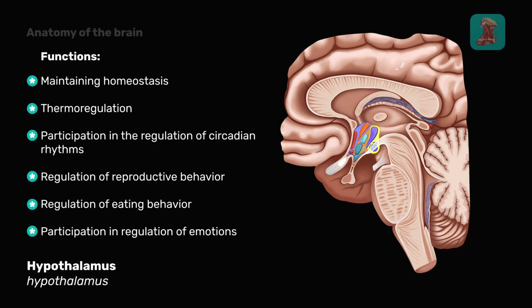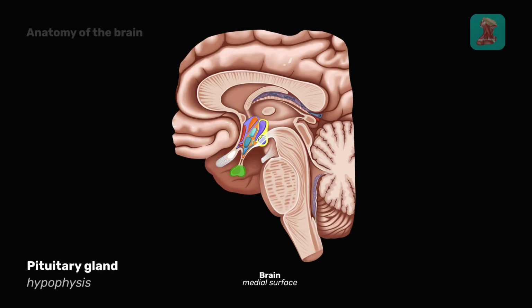The hypothalamus, like the thalamus, is essentially a collection of nuclei. It plays a role in maintaining homeostasis, meaning the constancy of the internal environment, thereby controlling such areas as water balance, thermoregulation, sleep-wake cycles, sexual behavior, and so on. Moreover, the hypothalamus is directly connected to the pituitary gland, the most crucial endocrine gland in our body, and significantly influences the production of its hormones.